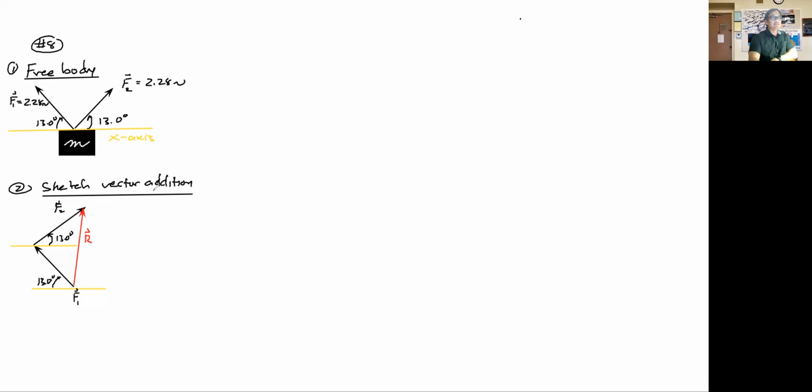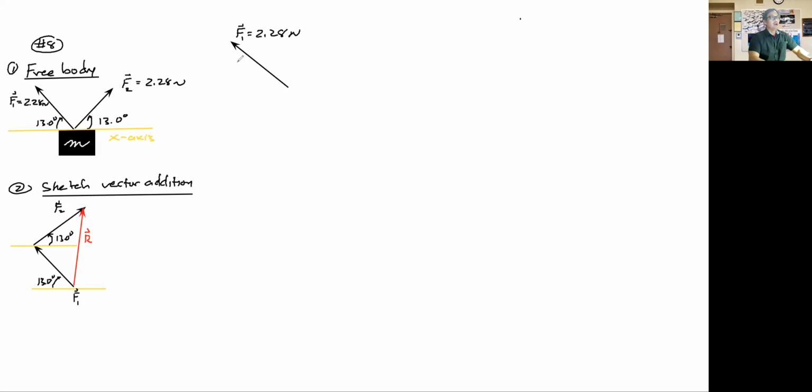From there, to start the algebraic method, we're going to take each one of these vectors again and draw them independent of one another. So we're going to draw two separate vectors. We're going to draw this first vector, our F1 at 13 degrees. This is our force vector that we're going to call F1, and again, it has a magnitude of 2.28. So this is going to be our 2.28 newton vector.